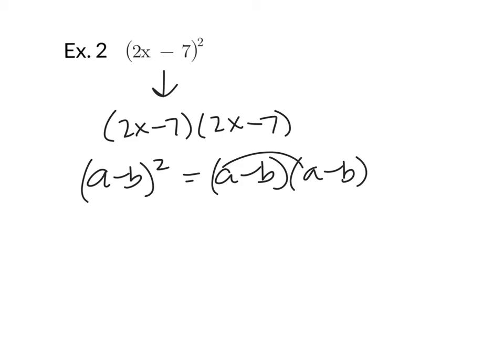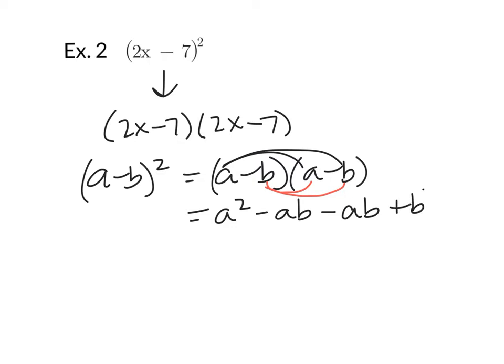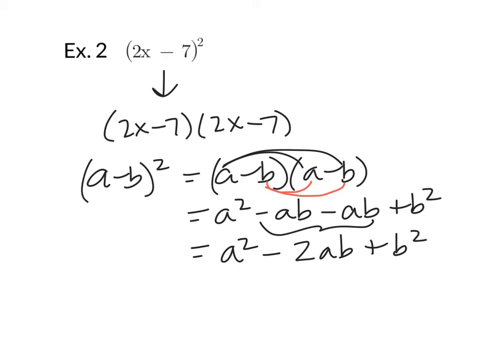So I'm going to distribute the a, which would give me a squared minus ab, and now let's distribute the b. I'm going to take negative b times a and then negative b times negative b. So I'm going to get another negative ab term, and then that negative b times negative b would be plus b squared. Combining these like terms will give me a squared minus 2ab plus b squared. So I want you to look at that.